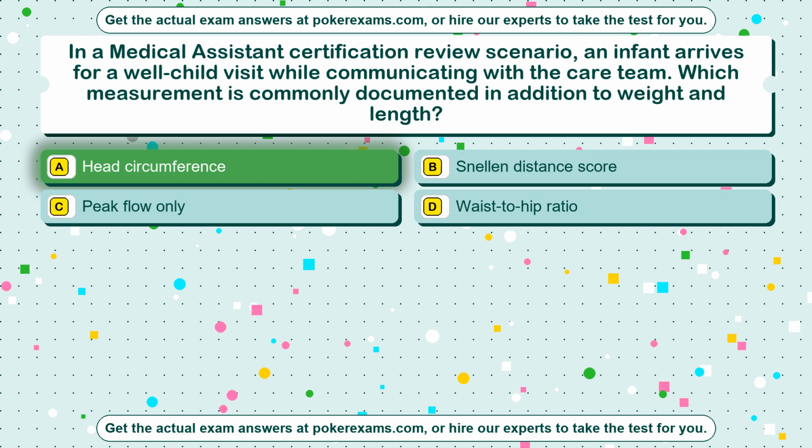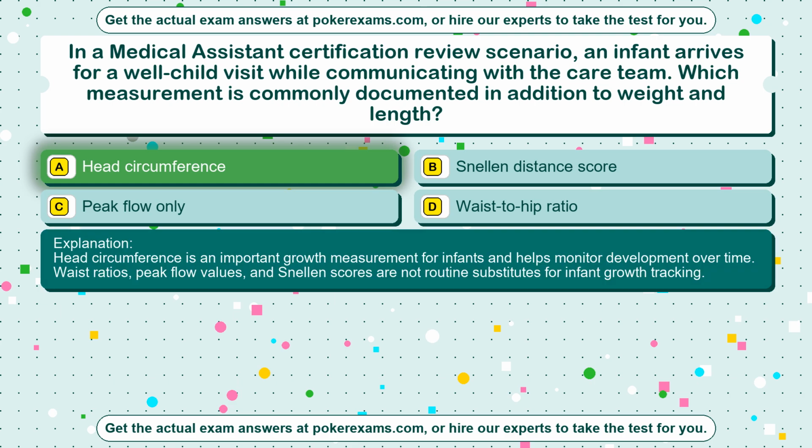Head circumference. Head circumference is an important growth measurement for infants and helps monitor development over time. Waist ratios, peak flow values, and Snellen scores are not routine substitutes for infant growth tracking.